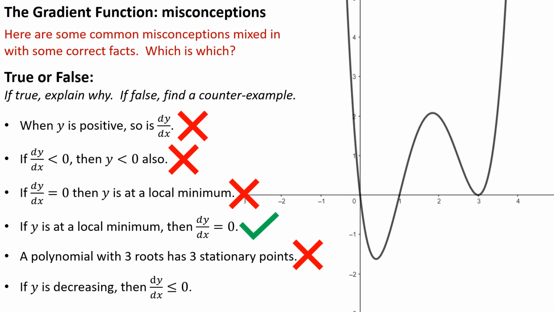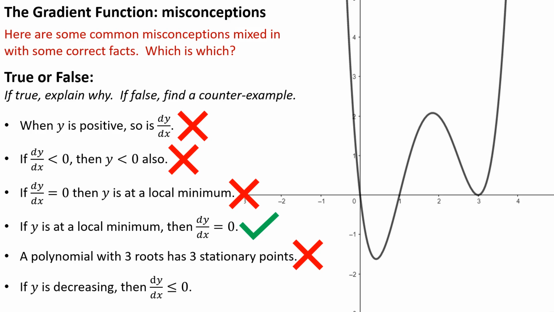Try sketching for yourself a cubic, and that will give you a more typical example of a polynomial with 3 roots, maybe y equals x times x add 3 times x add 5. It crosses at 0, -3 and -5, and it will have stationary points between -5 and -3, and another one between -3 and 0, but that's only 2 stationary points.